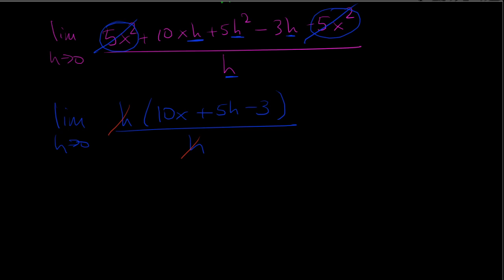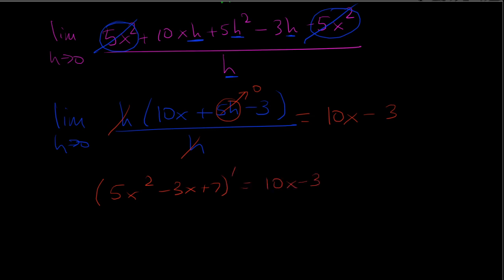I can plug in h equals 0 for this, and that will just be 0. So I'm left with 10x minus 3 as my limit. So the derivative of 5x squared minus 3x plus 7 would just be 10x minus 3.